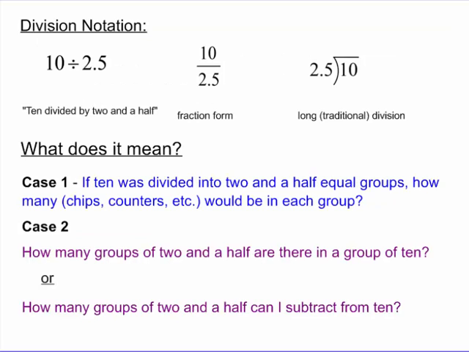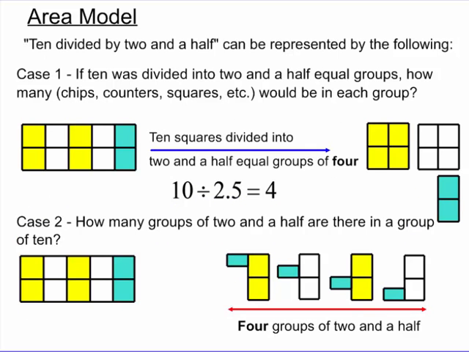So a couple of notations. We're going to start our problems today with 10 divided by 2.5, or 2.5 into 10. So you can see there are various ways of writing that. So what does it mean? If 10 was divided into 2.5 equal groups, how many chips, counters, etc. would be in each group? Or we could also think of it as how many groups of 2.5 are there in a group of 10? Or how many groups of 2.5 can I subtract from 10? Hopefully one of those sentences means a little bit more to you in terms of solving the problem, but I'll try and show you multiple ways here to tackle this problem.